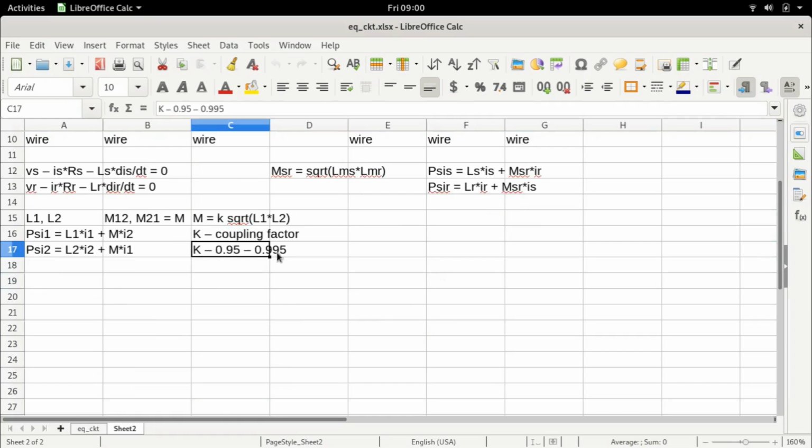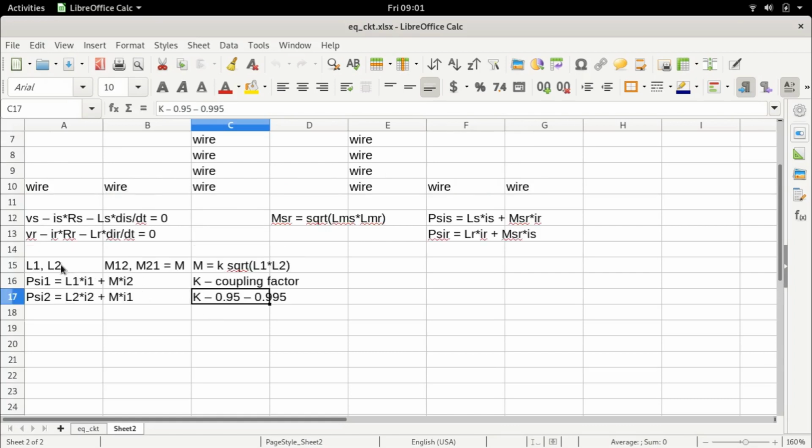So we take into account something like around 0.5 to 5% of leakage. Could be anything. You can choose 0.978, 0.97, 0.98. These are usually reasonable values for coupling factor. So it takes into account around 2 to 3% of leakage of flux.